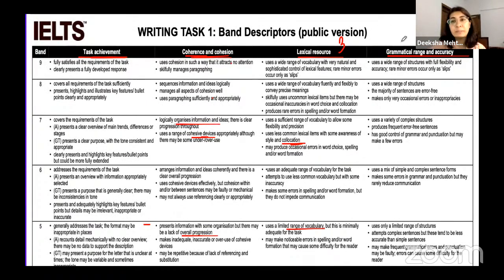And now when I move to grammar, it says 2 things, range and accuracy. Now, obviously, accuracy means if you look under band 5, it says makes frequent grammar errors and punctuation is faulty. So accuracy means errors should not be there and punctuation should be correct. But what is this grammar range? Range of grammar means using a variety of what? Can you tell me range of what? What is it that they're looking for? Variety of what?